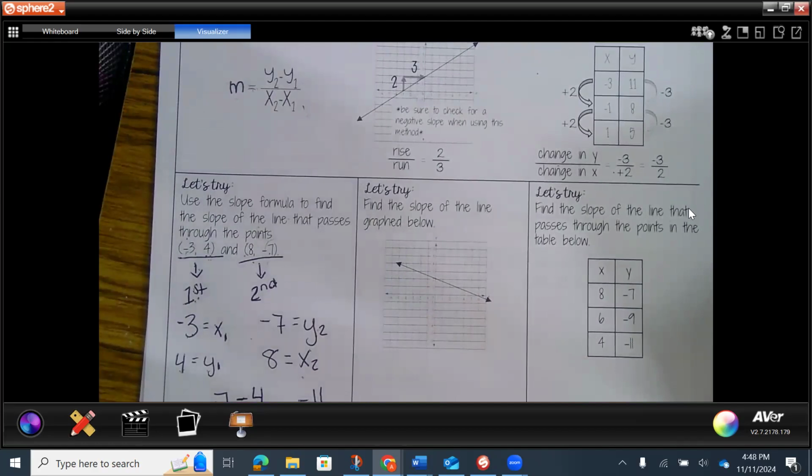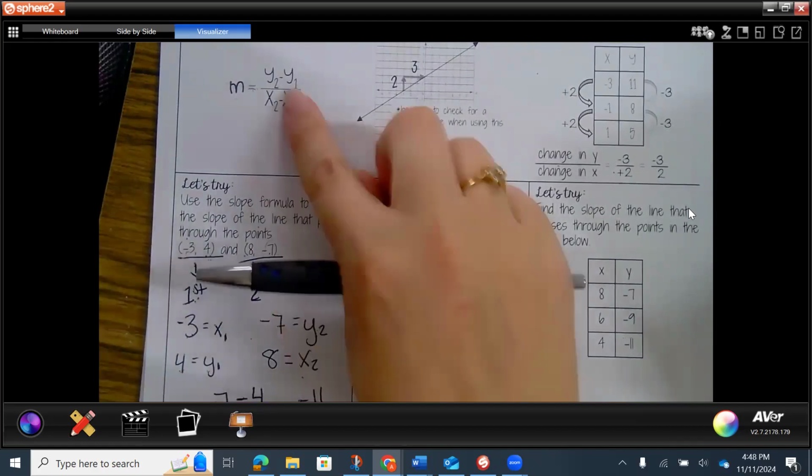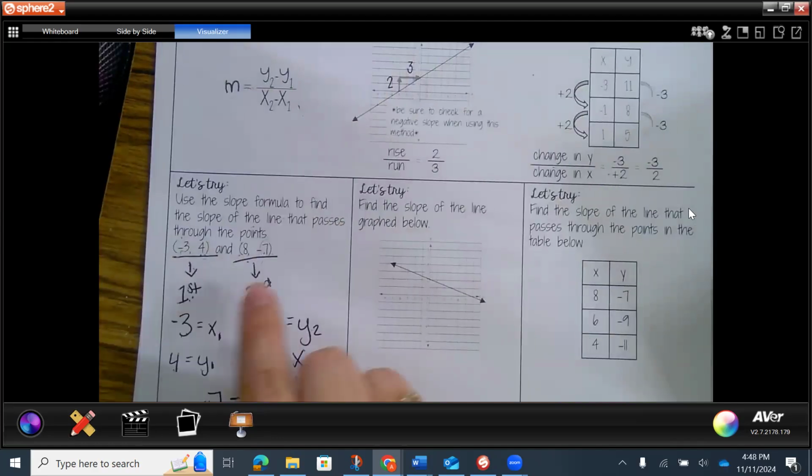The biggest thing you need to know is what these mean. So the y is the y values. The 1 and 2 are talking about your first point and your second point.